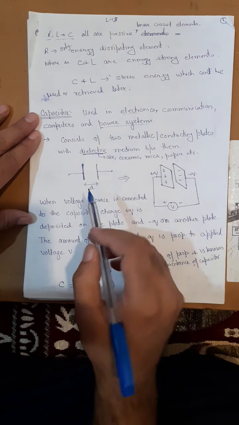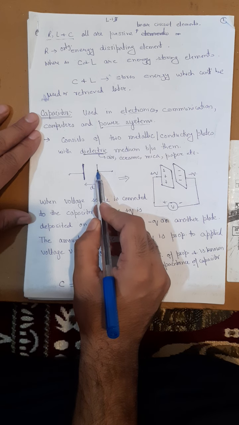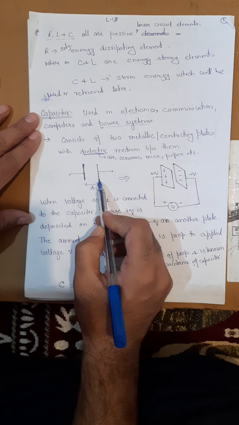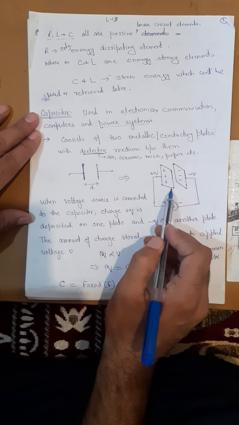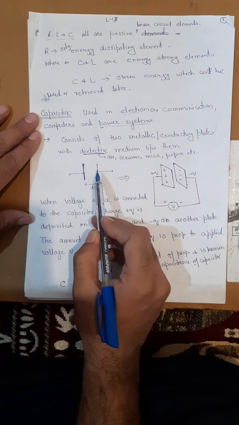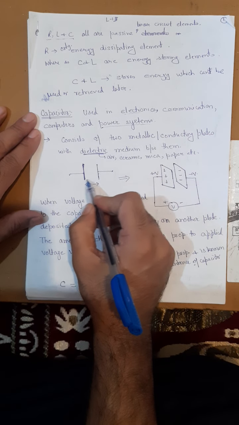What is basically a capacitor? How is a capacitor created? It consists of two metallic or conducting plates. This is one plate, this is another plate. I am drawing the front view here. If you look at the side view, the plates will look like this. So it consists of two metallic plates separated by some distance.